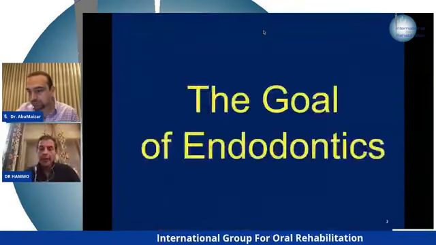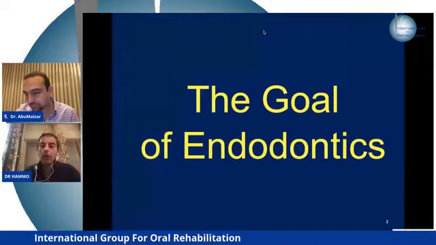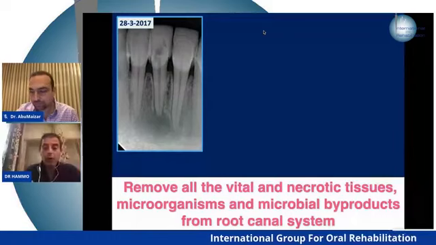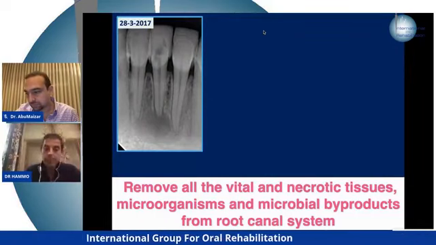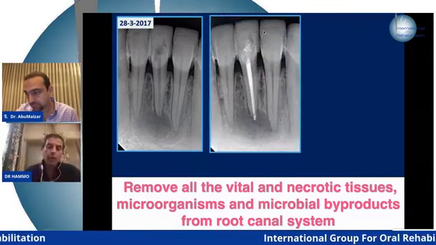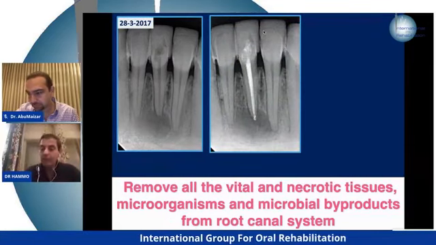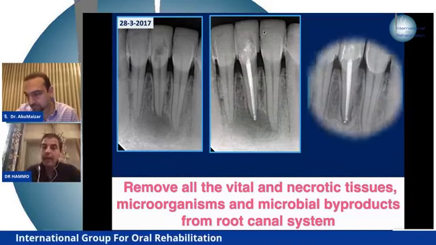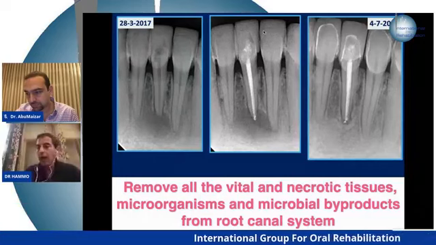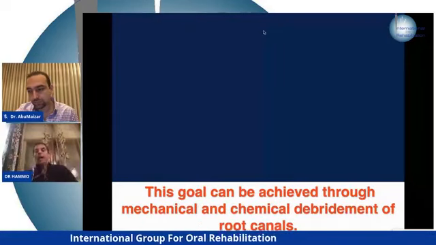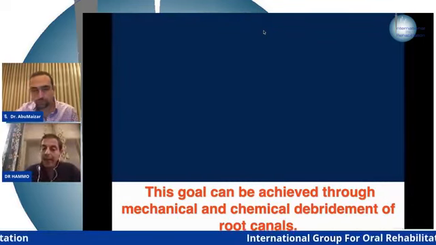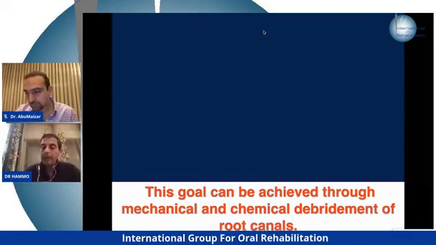Yes. So let me remind you of the goals of endodontics. The main goal of endodontics is to remove all the vital and necrotic tissues and microbial byproducts from the root canal system. So we want to eliminate or reduce the number of bacteria from the root canal system, and then we want to seal it, and we hope after a while healing will occur. This goal can be achieved through two things: mechanical and chemical debridement of root canals.